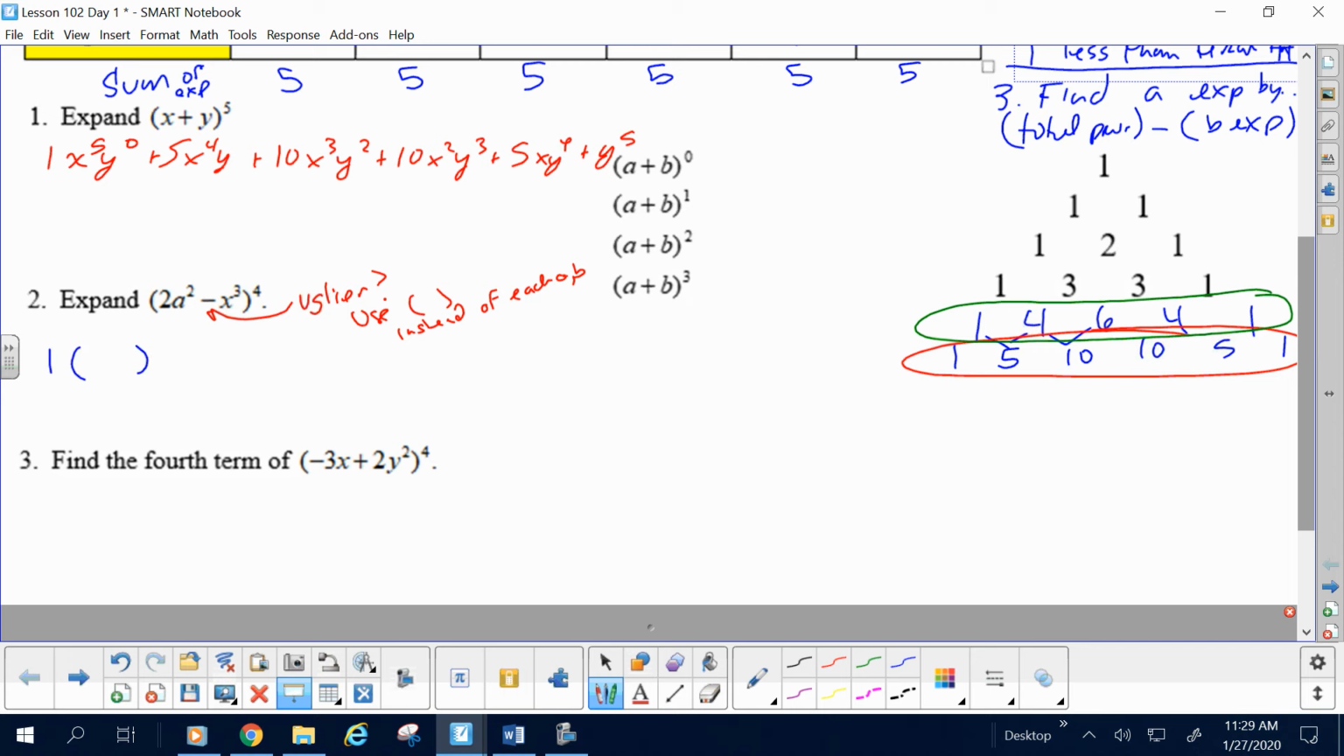Okay, so the first term, what would it be? 1a to the 4th, but instead of an a to the 4th, I'm going to say parentheses to the 4th. And in those parentheses go... what is the first term? 2a squared. 2a squared, all right?